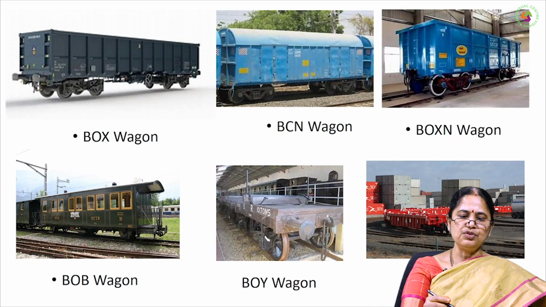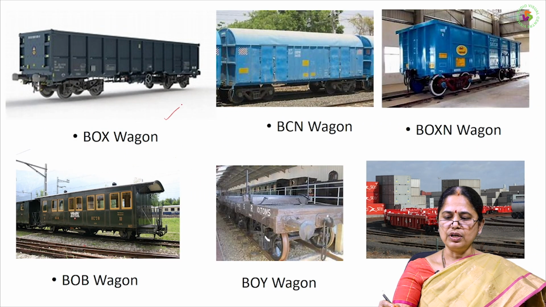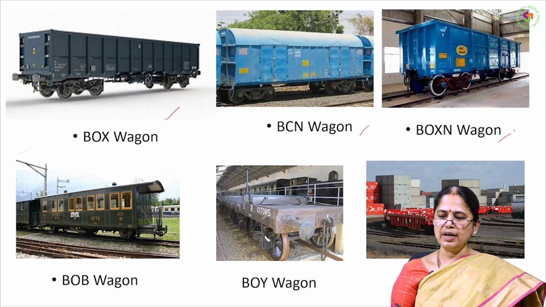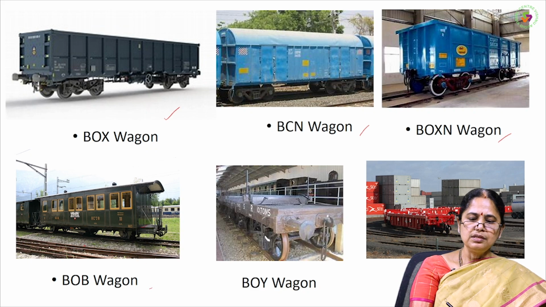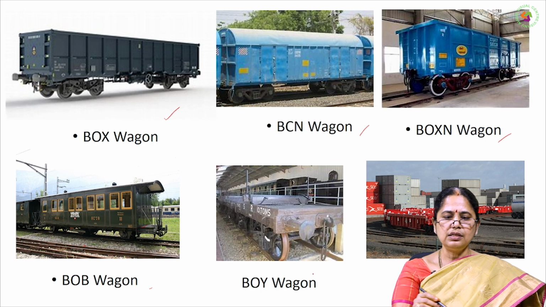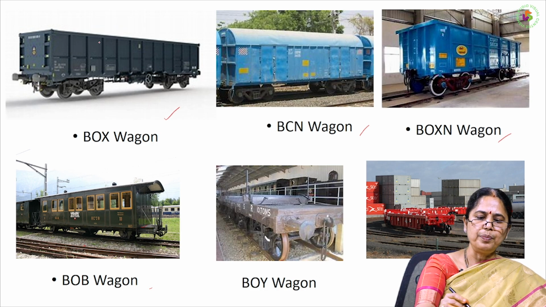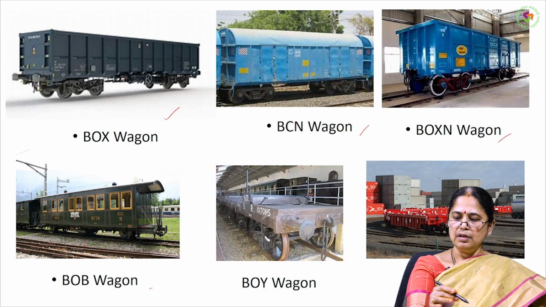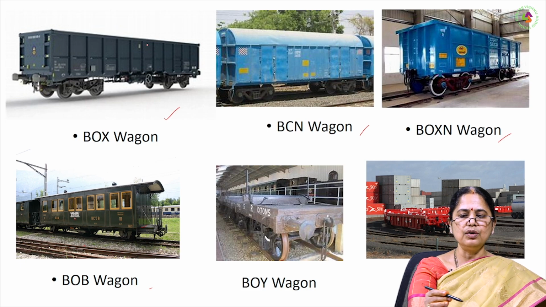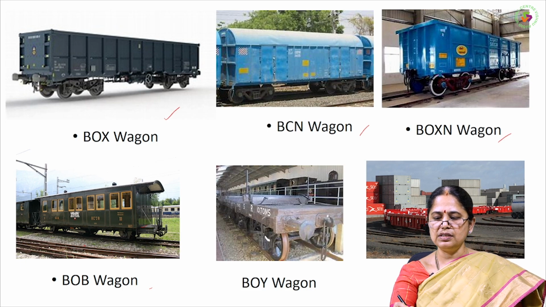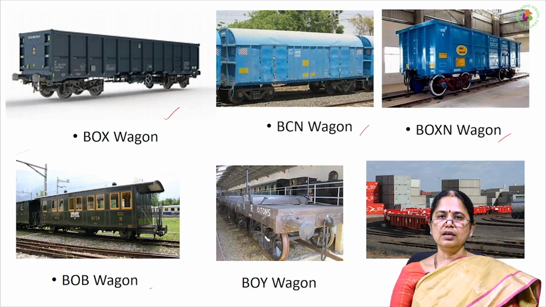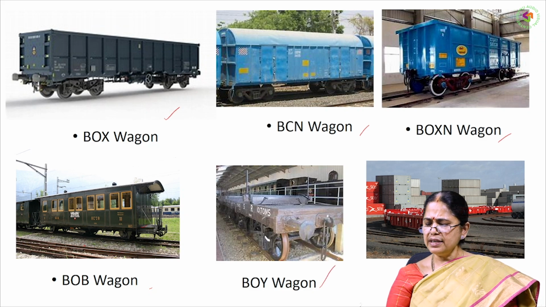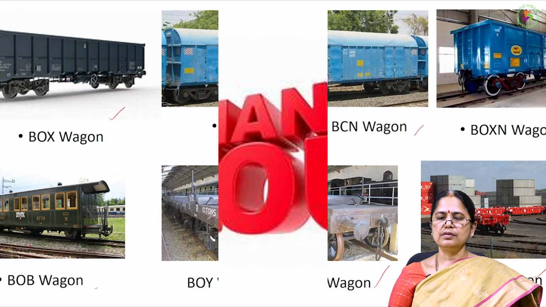These are the different pictures of wagons: box wagon, BCN wagons, box wagon. This is the BOY wagon. Generally box wagons or open wagons can also carry coal, such type of things. BCN wagons can also carry goods which should be covered. BOY wagons and CRT wagons.